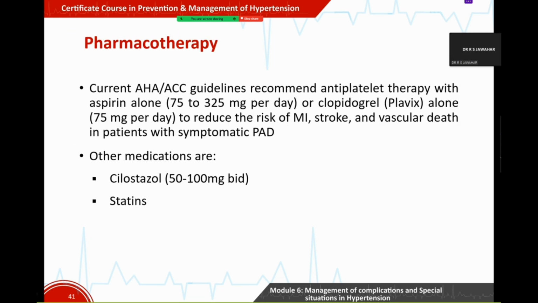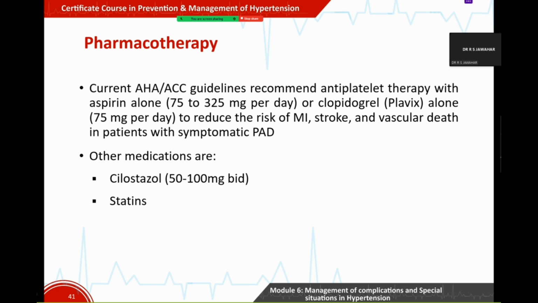Current American Heart Association and cardiology guidelines recommend antiplatelet therapy with aspirin alone, 75 to 325 milligrams per day. Usually here in India we use 75 mg or 150 mg. Clopidogrel is available in strengths of 75 mg and 150 mg. Again we use either 75 mg or 150 mg to reduce the risk of myocardial infarction, stroke and vascular death in patients with symptomatic PAD. And we have the combination of aspirin and clopidogrel, 75 or 150.